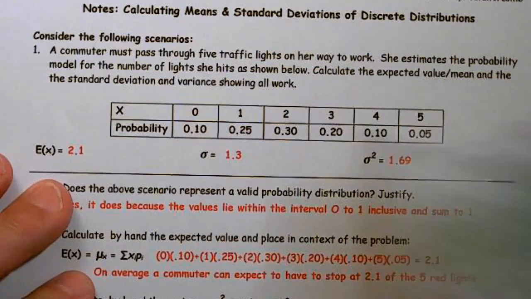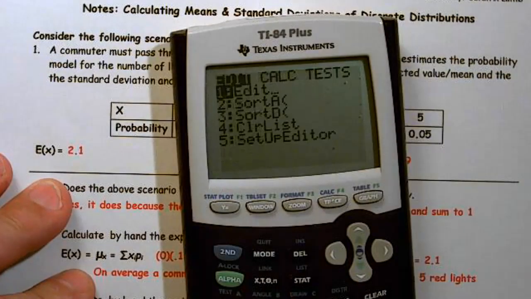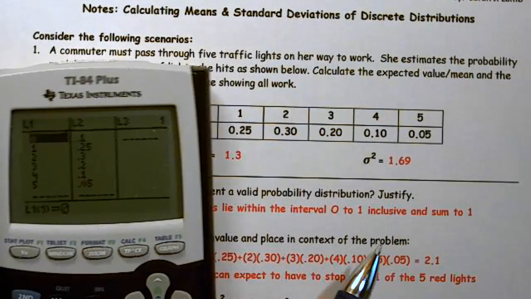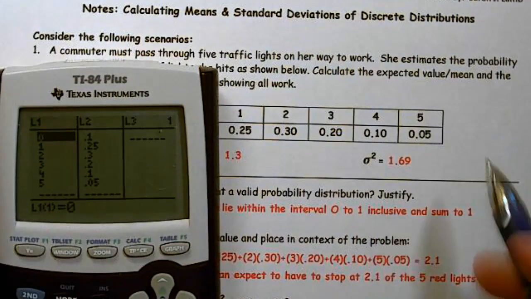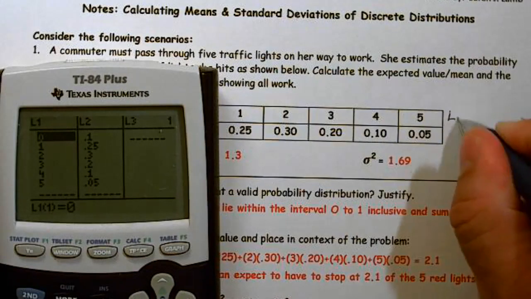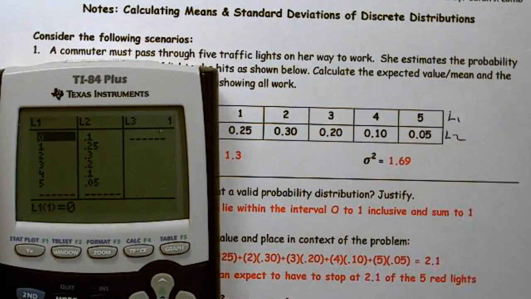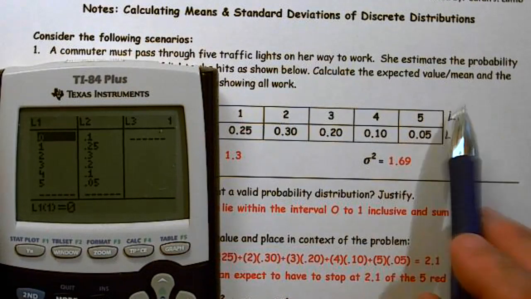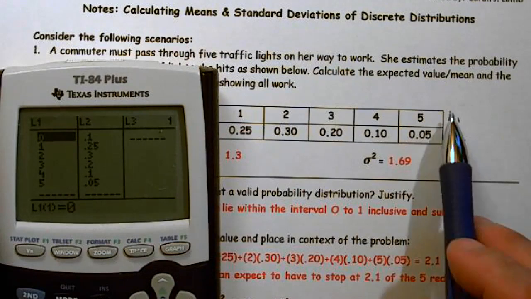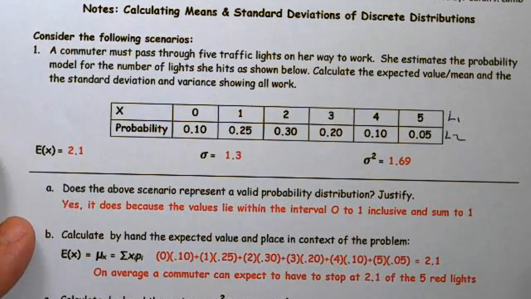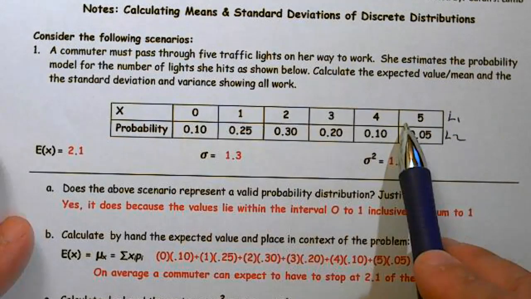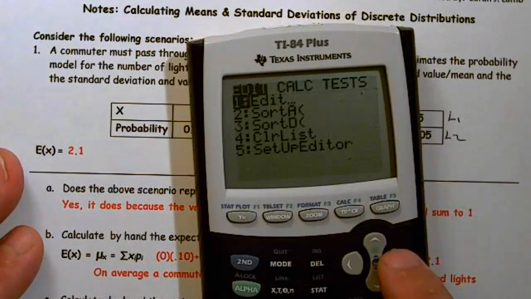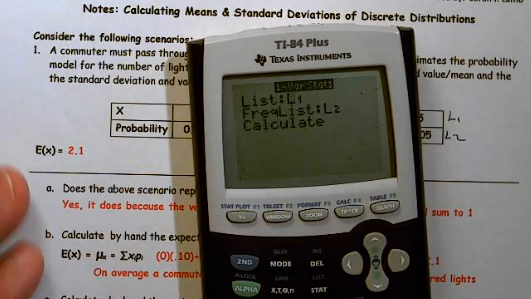So once again, I'm going to input my data in the stat edit. So I have 0, 1, 2, 3, 4, 5, and then I have the associated probabilities. Please note that when I say the associated probabilities, they also mean that that's your frequency. So my frequencies are L2, my values that could happen are in L1. So I could have as many as 0 lights, or I could hit as many as 5 lights going through this. So I go stat, calc, one variable statistics.